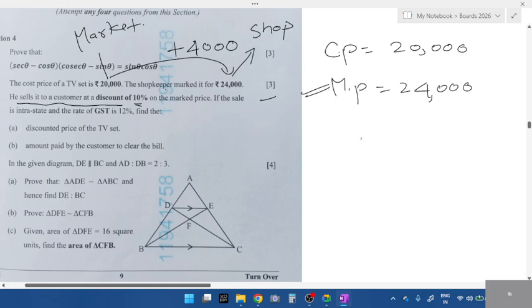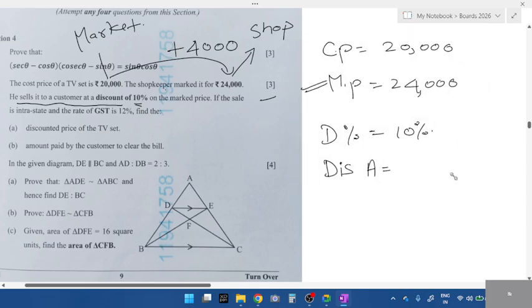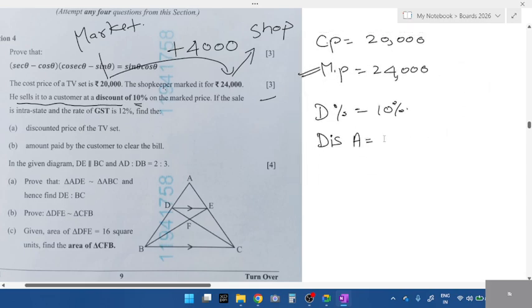If the word mark price is given, discount percent. What is discount percent? 10%. So calculate the discount amount, students. See, I'll write like this, but you shouldn't write it like this. You should write it in full words. Okay, all of you in the test, write it in full words. What is discount amount, students? How do you calculate? 10 divided by 100 into mark price. Very good, 24,000. Calculate this, all of you.